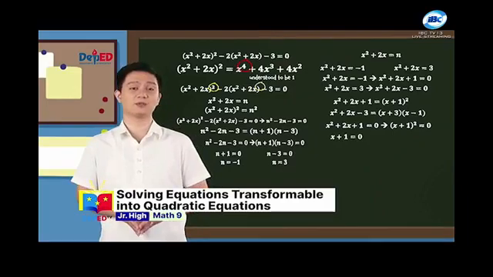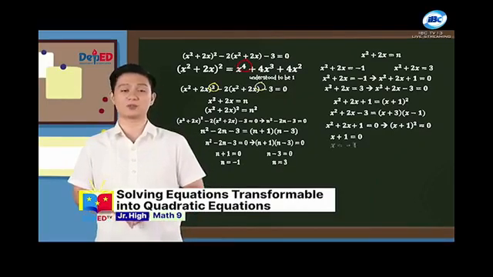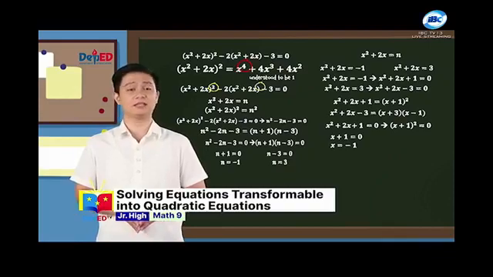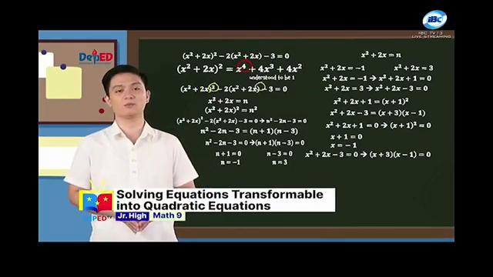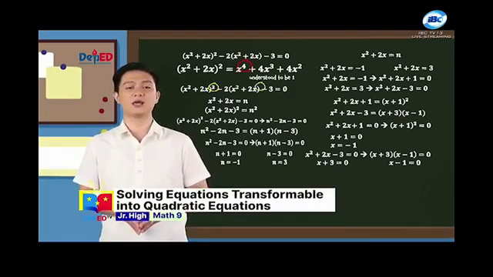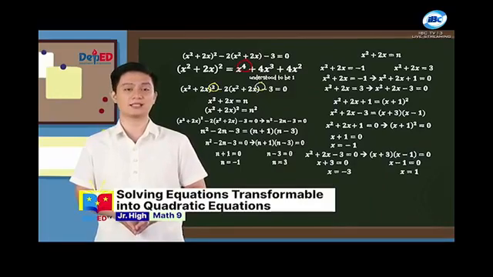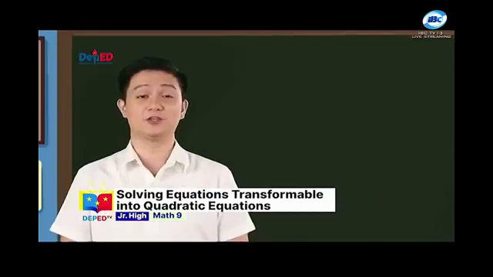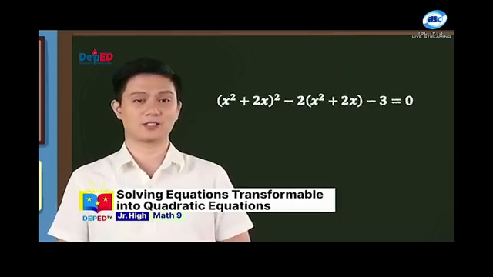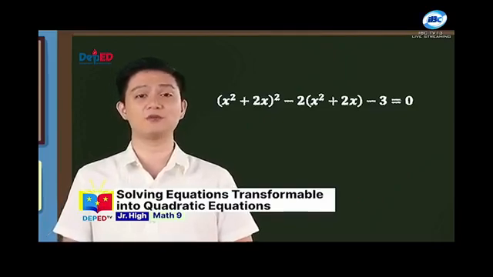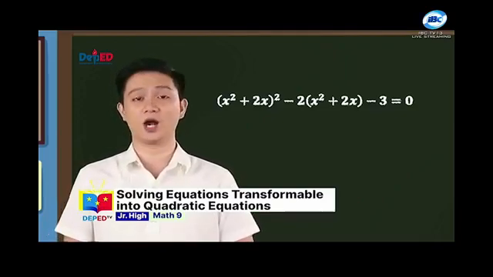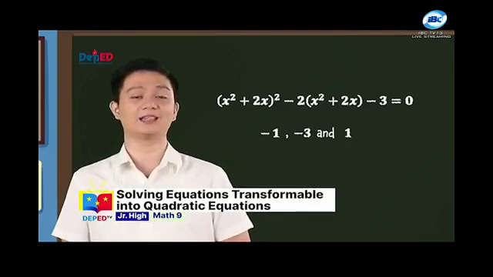Hence, the equation x plus 1 equals 0. x must be equal to negative 1. The equation x squared plus 2x minus 3 equals 0 can be rewritten as the product of x plus 3 and x minus 1 set equal to 0. Equating each factor to 0 and solving for x, we must get that x is negative 3 and x is 1. Thus, the roots of the equation (x squared plus 2x) quantity squared minus 2 times the binomial (x squared plus 2x minus 3) equals 0 are negative 1, negative 3, and 1.